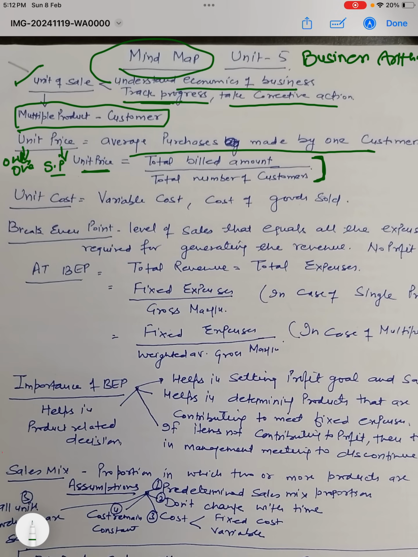Then what is unit cost? Unit cost means cost of making the product, unit means one. So the cost of making one product is called unit cost. But stop here. This unit cost includes only and only variable cost. We know there are two types of cost, fixed cost and variable cost, and unit cost includes only and only variable cost. It is also called cost of goods sold.